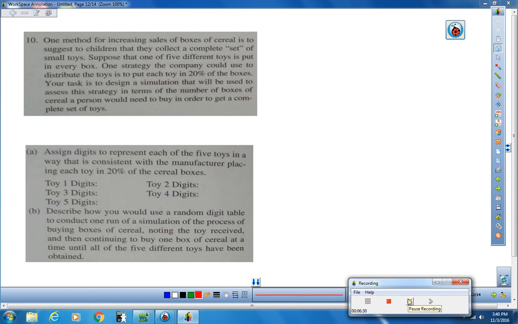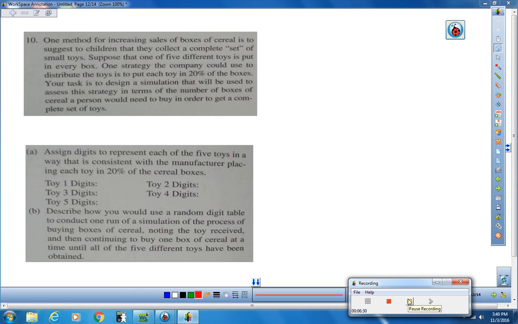Okay, moving on to number 10. One method for increasing sales of boxes of cereal is to suggest to children that they collect a complete set of small toys. Suppose that one of five different toys is put in every box. One strategy for the company is to distribute the toys evenly and put each toy in 20% of the boxes.